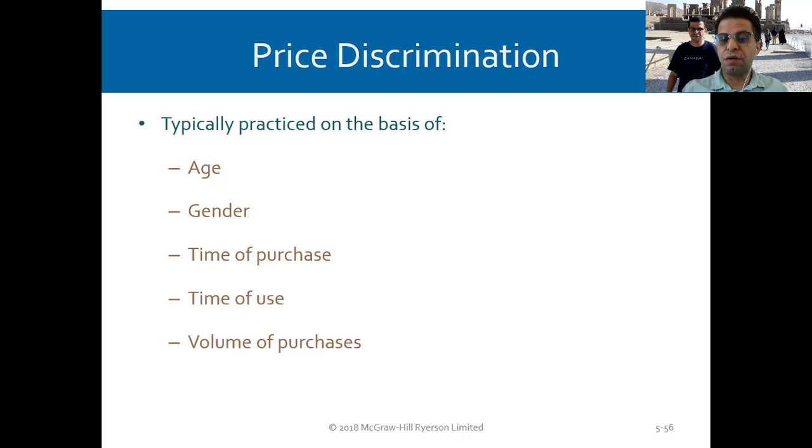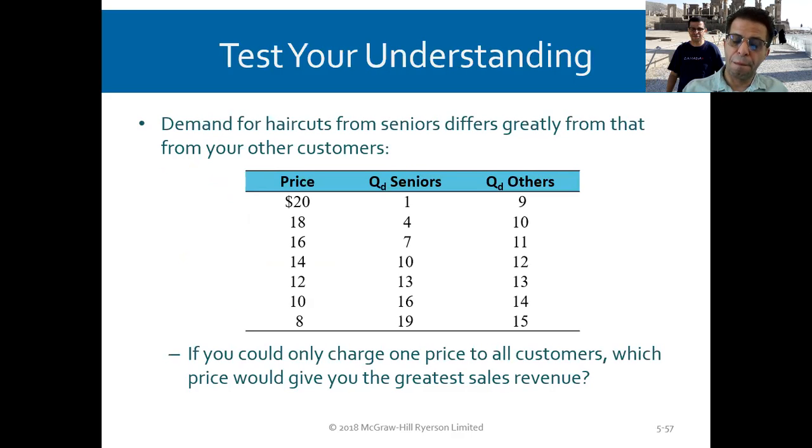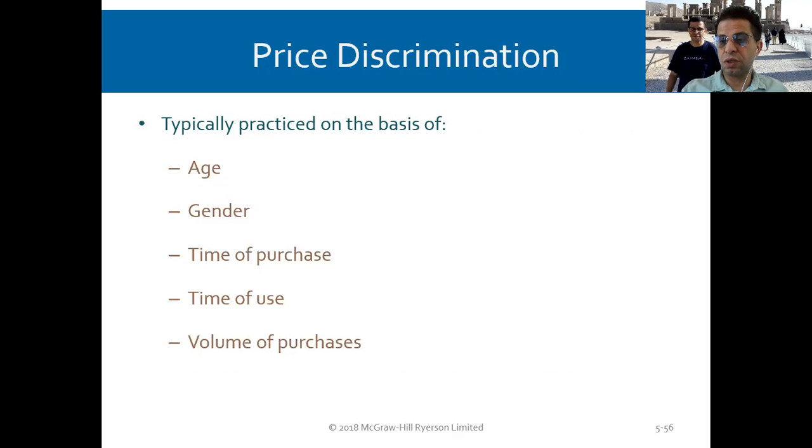Typical bases of price discrimination are age, gender, the time of purchase, the time of use, and the volume of purchase. For age, we brought up the hairdressers. For gender, we said ladies' night. For the time of purchase, if you purchase after 12 o'clock, it becomes more expensive. The time of use, when you can use that product, especially in services, and how much you're buying, the prices can differ.